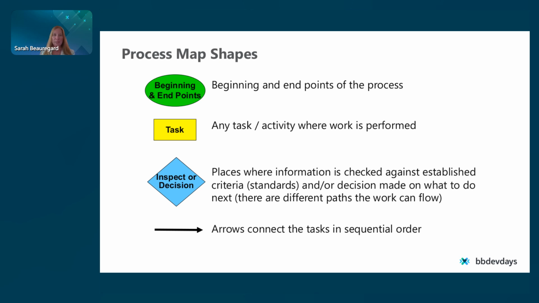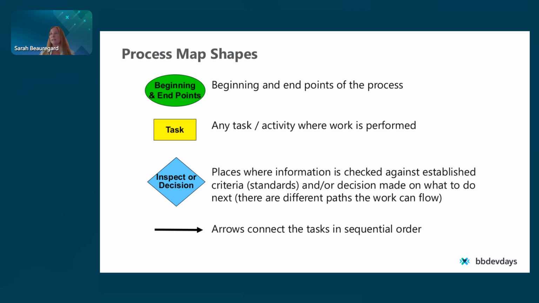So the first shape here we see are some ovals, the green ovals. These are beginning and end points of the process. So we're going to use these visually on our map to show here's the step where this process is starting, and then we're going to use one at the end to show here's where this process ends. All right. Then we're going to use boxes to show the actual tasks or activities where the work is being performed today. Then we're also going to use these decision diamonds, which are around inspection or decisions that are made that basically create potentially different paths that the work can flow.